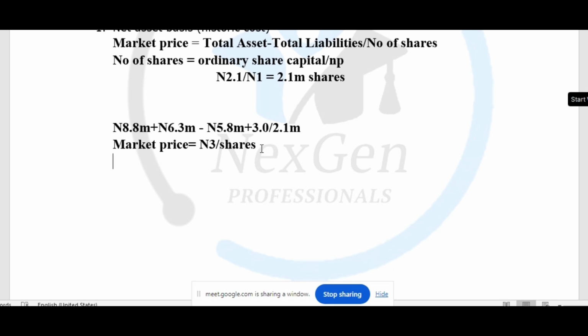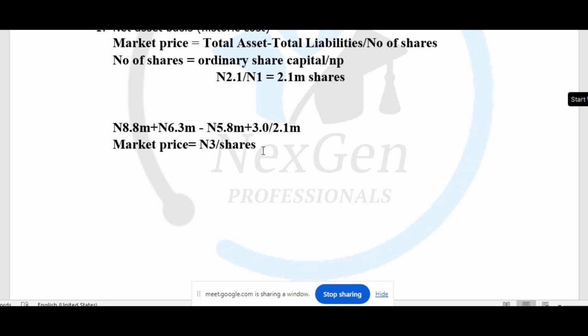Now, don't forget that this is per share. If you want to get the total market value, what do you do? You multiply your market price times the number of shares. You can see that it's very simple, right? It's as easy as that, right?